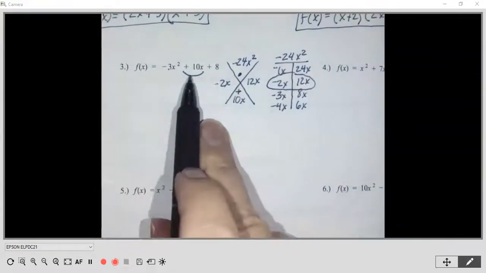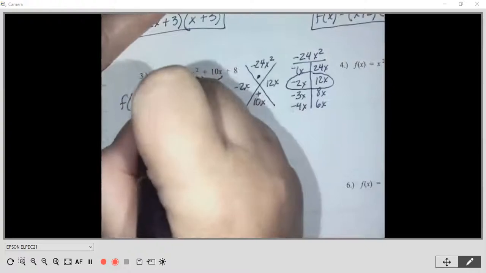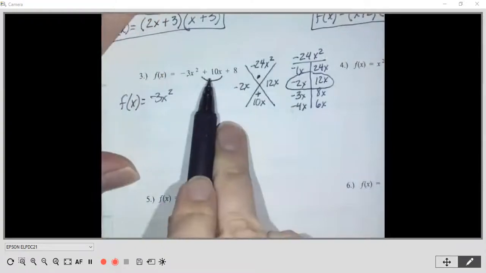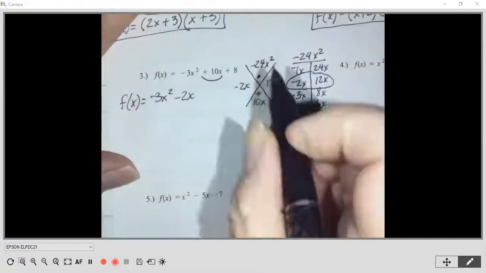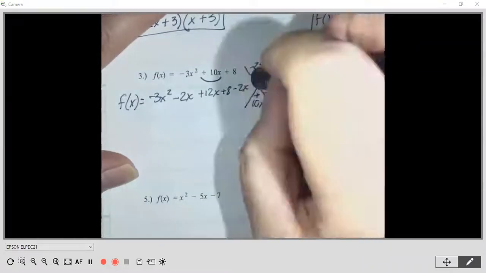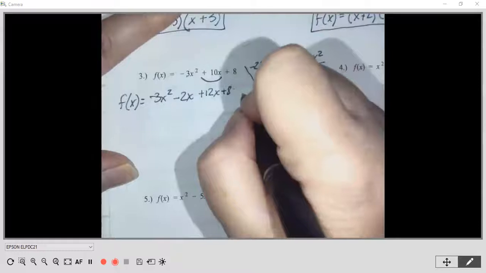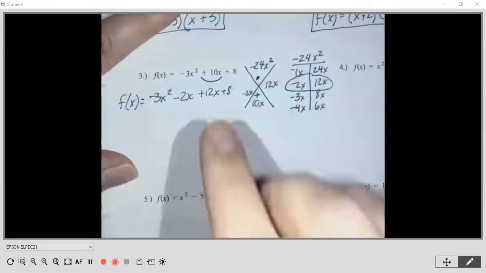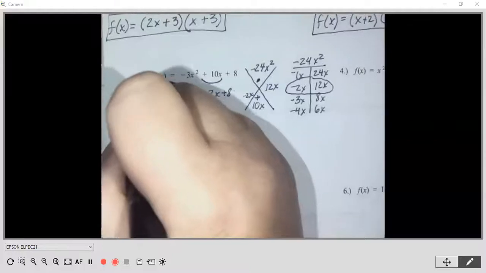Okay, so now I'm just going to rewrite my trinomial. f of x equals negative 3x squared, but instead of saying plus 10x, I'm going to break it up into those two factors: minus 2x plus 12x. And then bring down the plus 8. I'm just going to slide this negative 2x over a little bit so it's not running into my groups here. So then f of x equals, let's factor by grouping.